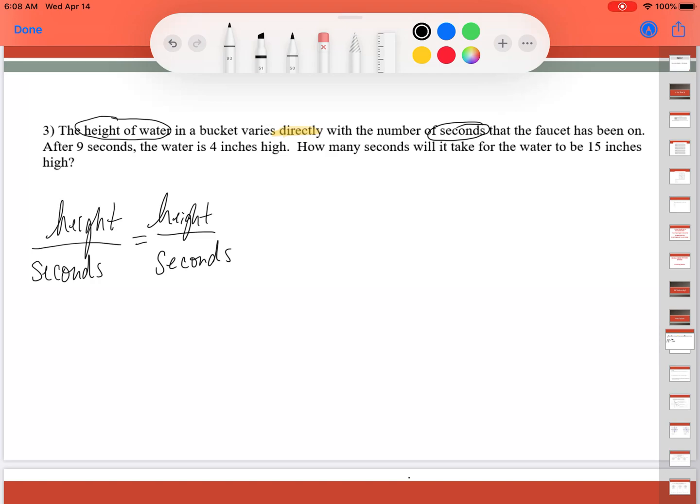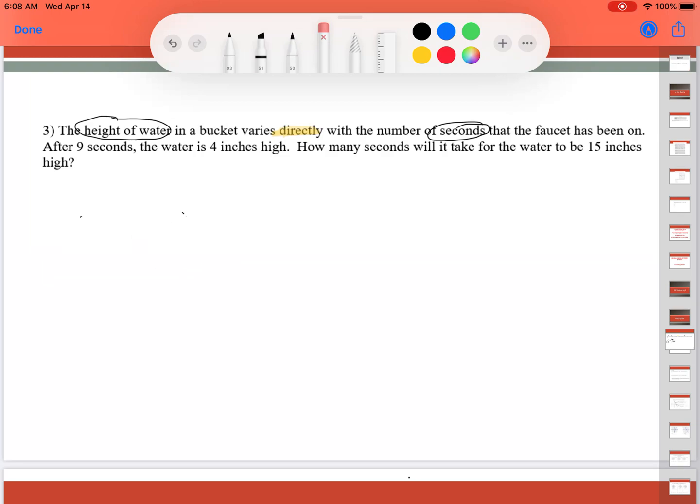It doesn't matter if you put the height on the top or the seconds on the top. Actually, I'm going to switch these. I'm going to do it like this. In this one here, it says after 9 seconds, the water is 4 inches high. So that's 4 inches. Equals. What I need to know is that the seconds are on the top and the inches are on the bottom. So I just did it in order of how I read it.